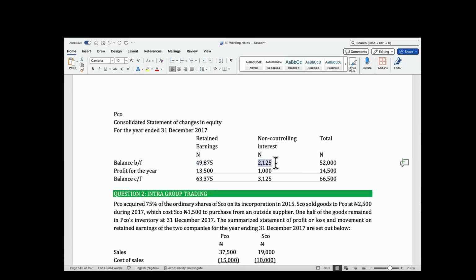49,875, 2,125. So if I sum the two together, it gives me 52,000.